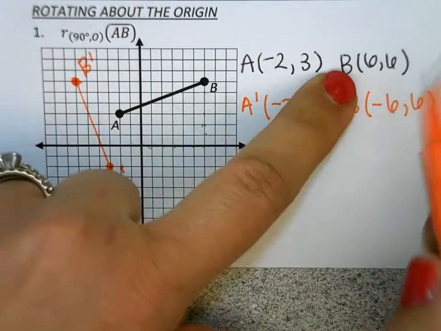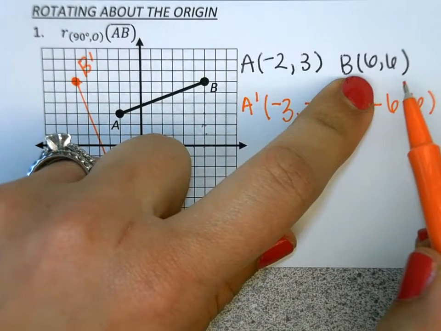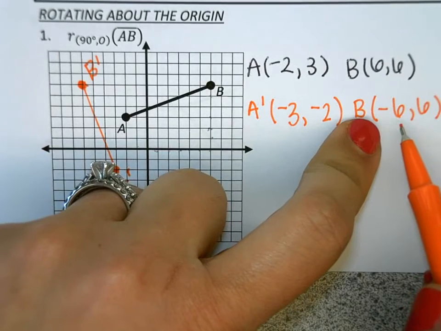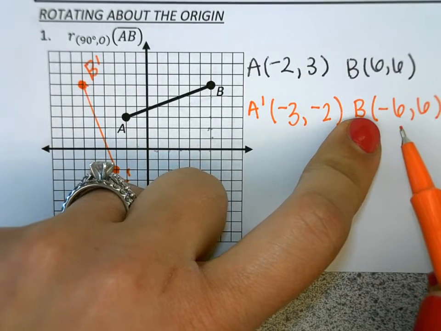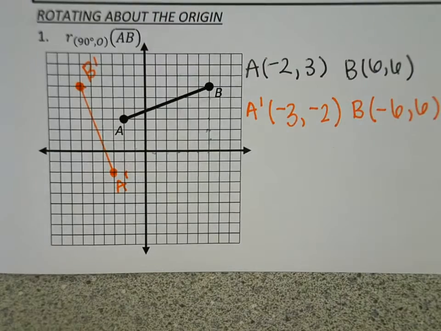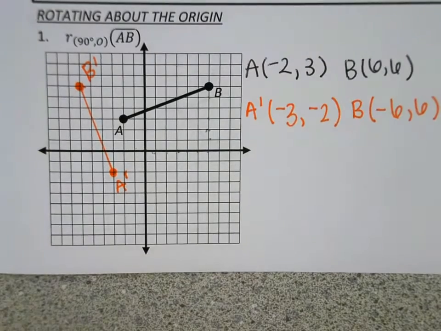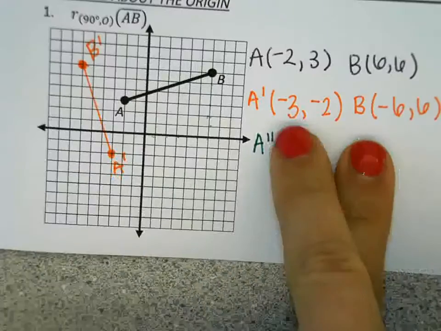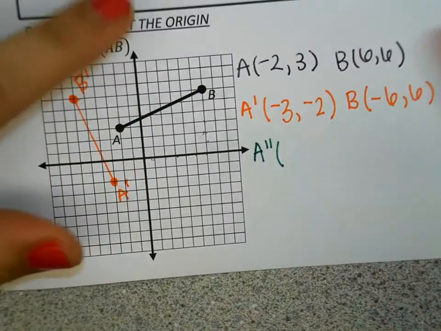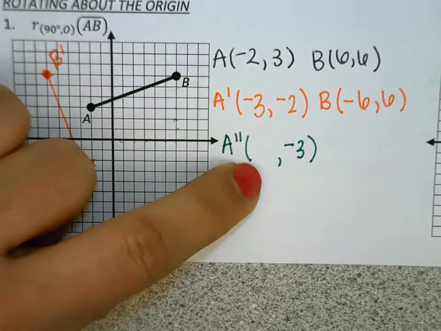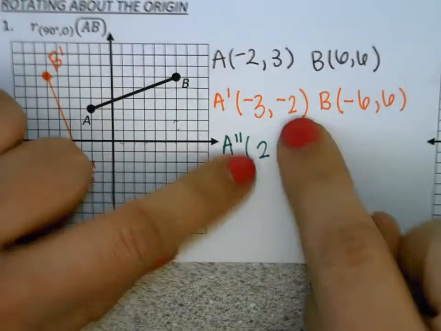What about B? It's hard to tell because they were both 6's, but what do you think happened? The x became negative. They swapped, and then the new x became negative. Do you think that will follow through if we rotated it 90 degrees again? Yeah. Okay, so let's make a prediction. We are predicting that A double prime, if we flip-flop these again, -3 is going to be the new y, and what's going to be the new x? +2, because we did the opposite, right?